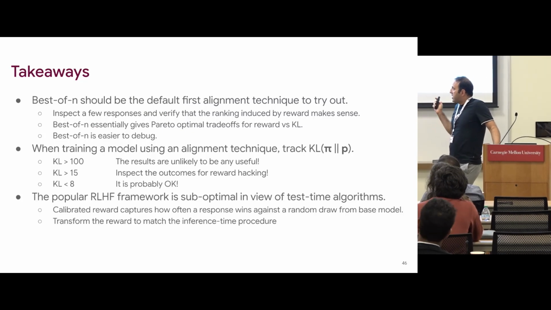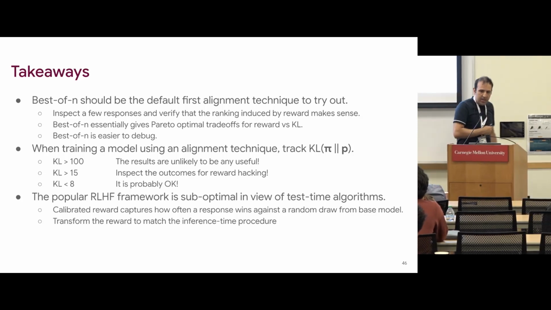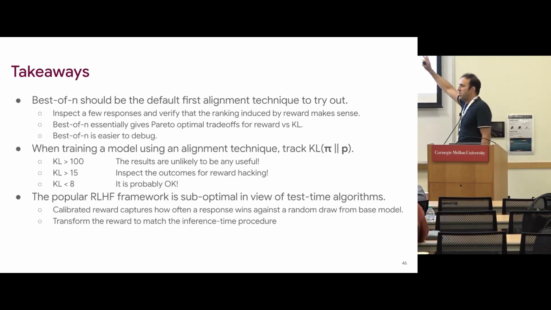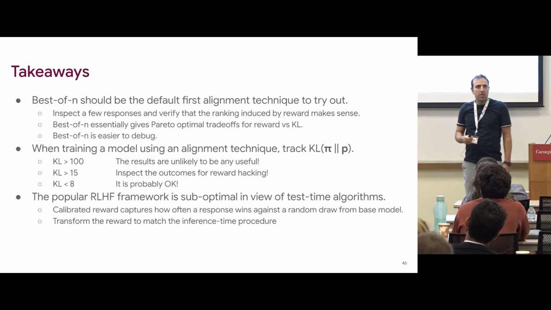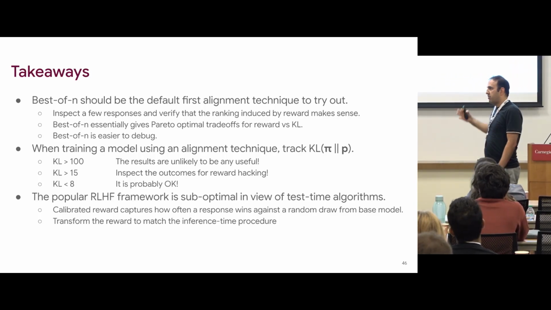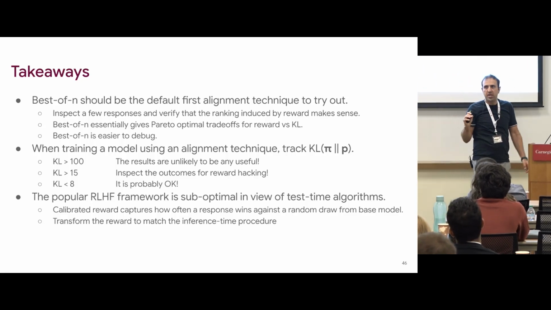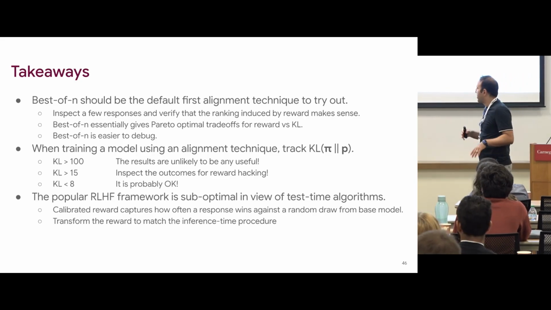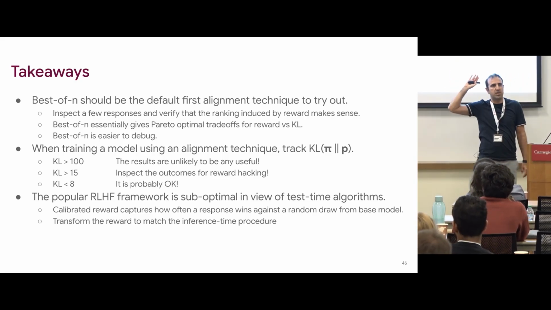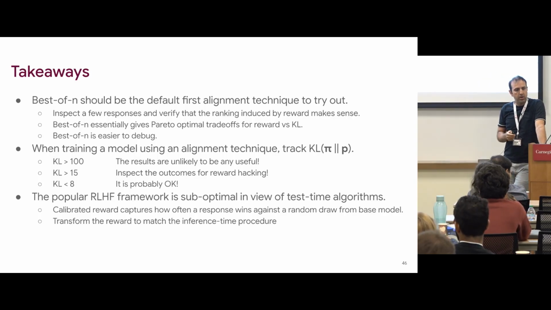So maybe the takeaway from this stage of the talk is that best of n should be the default if we want to try something out. We need to look at best of n, and if best of n doesn't solve the problem that we're trying to solve, then switching to DPO or GRPO or whatever is not going to solve the problem, because that's giving the best kind of utility versus reward trade-offs, or in this context, safety trade-offs.